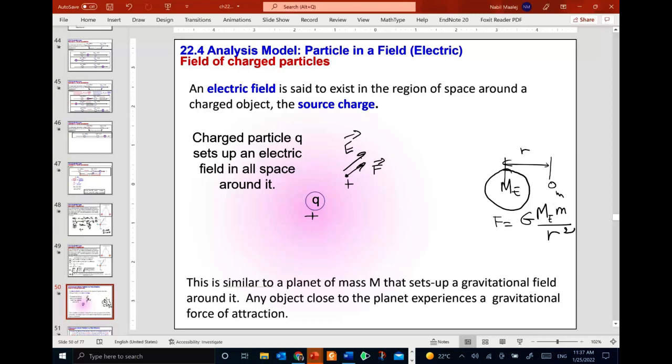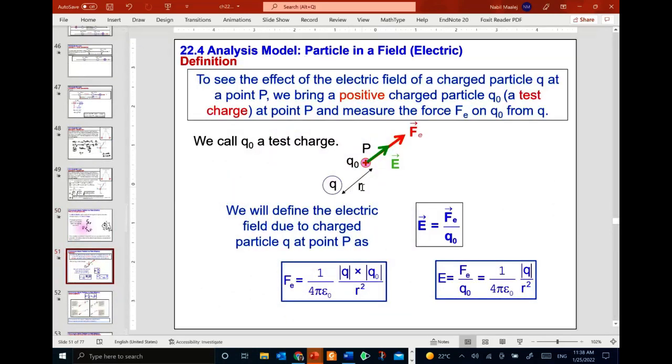It's a vector also. But if you place a negative charge, it will actually experience a force of attraction. This is a force of attraction on a negative charge. And the electric field, as here, is pointing away from the charge. So this field is what we call the electric field. Okay, so let me go here.